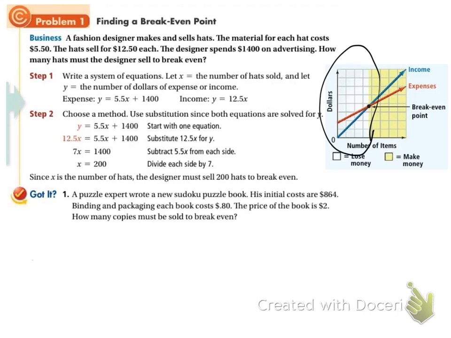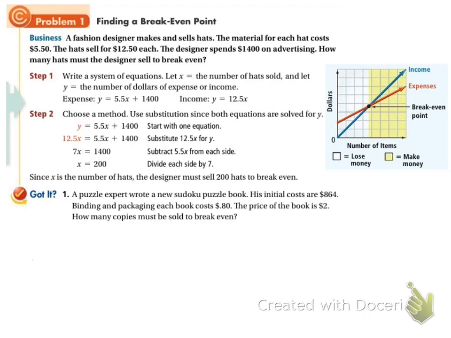The white area is where they're losing money, because if you see that red line, the expenses is more than their income. They're spending more money than they're making. And everything in the yellow, which would go on farther to the right, is where they're making money, because the blue line, the income, is higher than the red line, the expenses. So let's try our own problem.